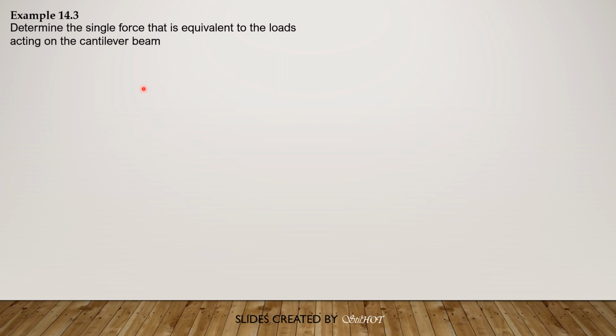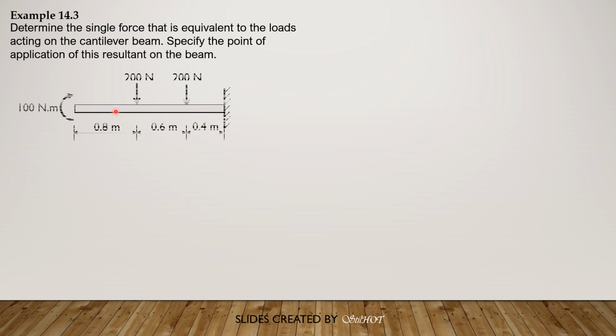So let's have this example 14.3. Determine the single force that is equivalent to the loads acting on the cantilever beam. Specify the point of application of this resultant on the beam. So this is the given cantilever beam. Obviously, the resultant is a downward force of 400 newtons.